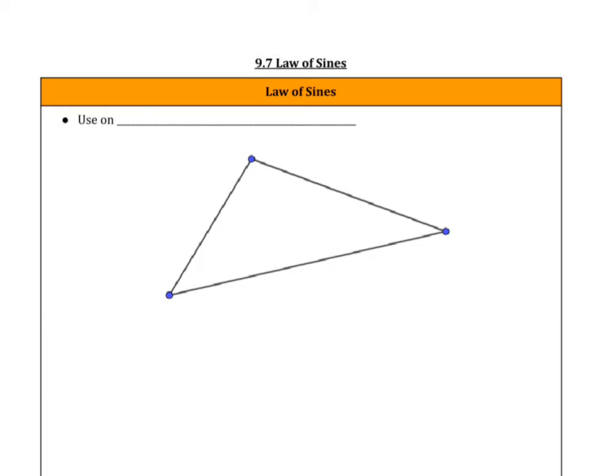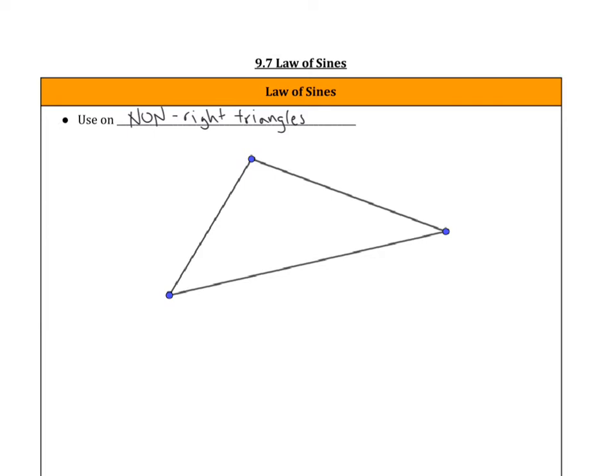When we use the law of sines, we need to make sure that we use it only on non-right triangles. You can use it on regular right triangles, but we have other methods, like regular sine, cosine, and tangent, to solve those. So there's no need to use it, which is why we only use this really for non-right triangles. But it will still work, of course, on any triangle.